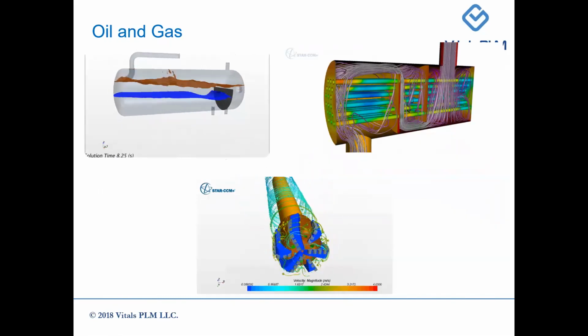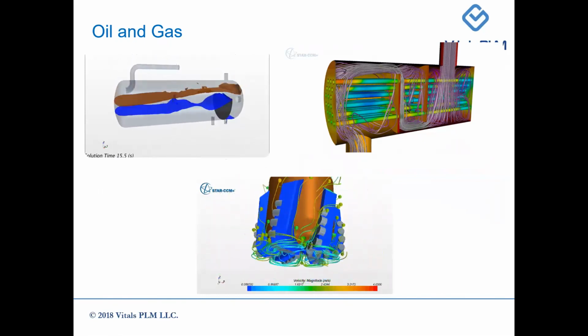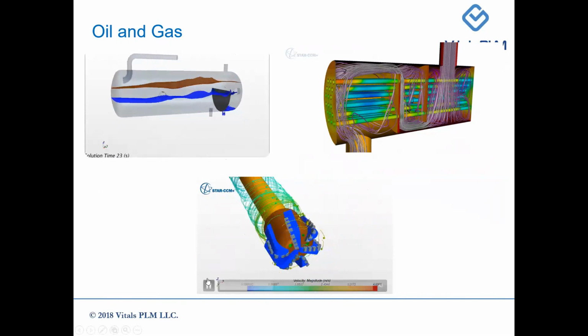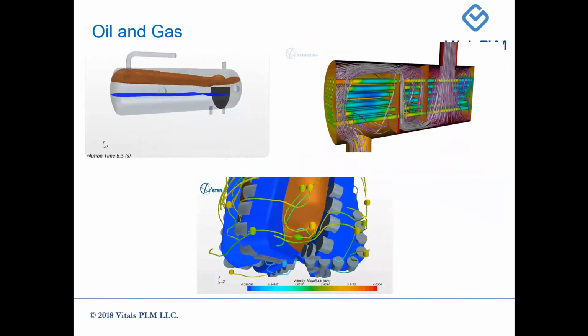Oil and gas: we can do sloshing in separation equipment on a floating production facility here. You can see that. And then drilling, flow and temperature through heat exchangers, sand transport, erosion, etc.